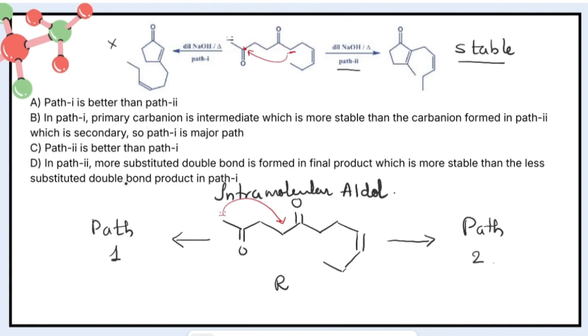Therefore, among the given 4 statements, "path 2 is better than path 1" is a right option. And in path 2, a more substituted double bond is formed in the final product, which is more stable than the less substituted double bond product in path 1. This is also a correct statement. Therefore, the right statements for the given question are C and D.